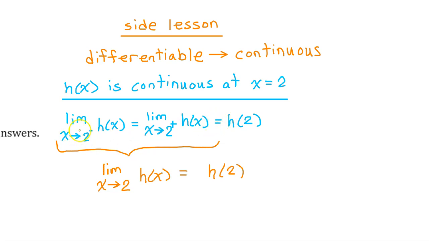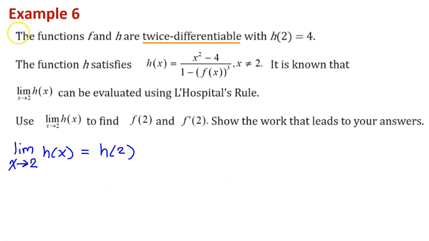However, if the limit from the left is equal to the limit from the right, these two statements can be combined into the single statement, the limit as x approaches 2. Because the limit as x approaches 2 automatically means the limit from the left and the limit from the right. So if h of x is continuous at x equals 2, it means the limit as x approaches 2 of h of x is equal to h at 2.